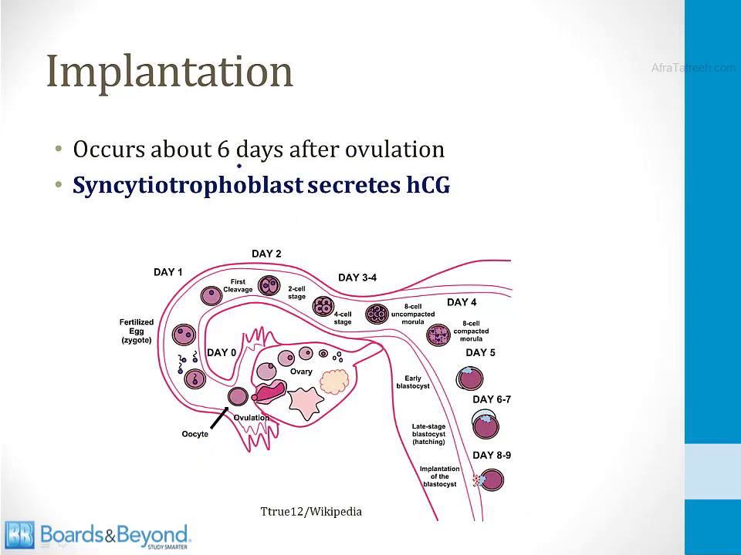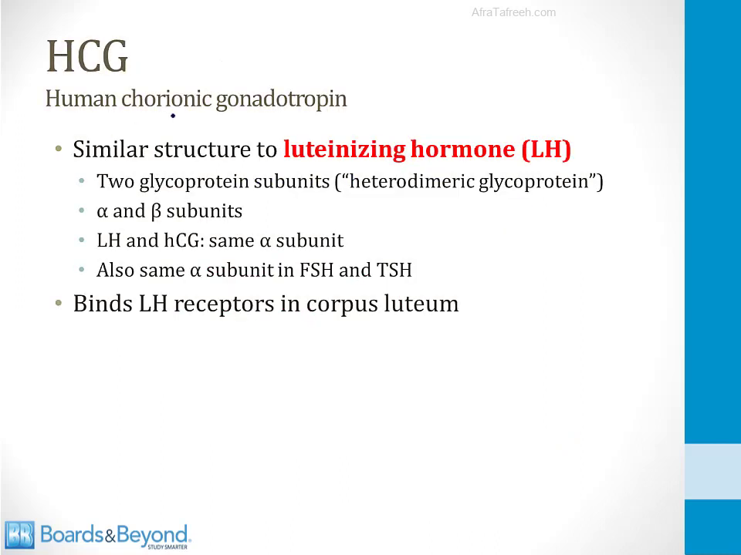Implantation usually occurs about 6 days after ovulation. This is variable, it may be 7 or 8 days, but around this time, the blastocyst implants in the wall of the uterus as shown in the picture here, and at this point in time, syncytial trophoblast tissue will begin secreting HCG, and that's important because HCG is used to detect pregnancies. So let's talk about HCG now.